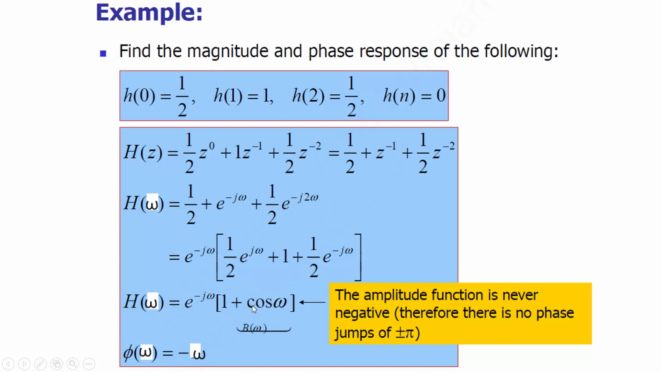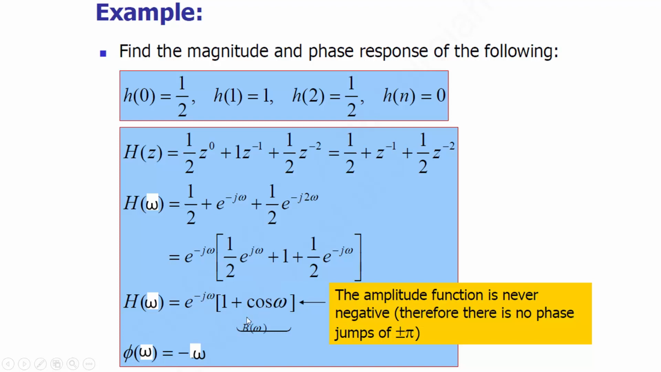So that's how we get this term e to the power minus j omega, which is already outside the bracket, times 1 plus cos omega. Now e to the power minus j omega is this phasor that represents the phase value, and 1 plus cos omega represents the magnitude value. Therefore, our phase value is minus omega, taken from this part.